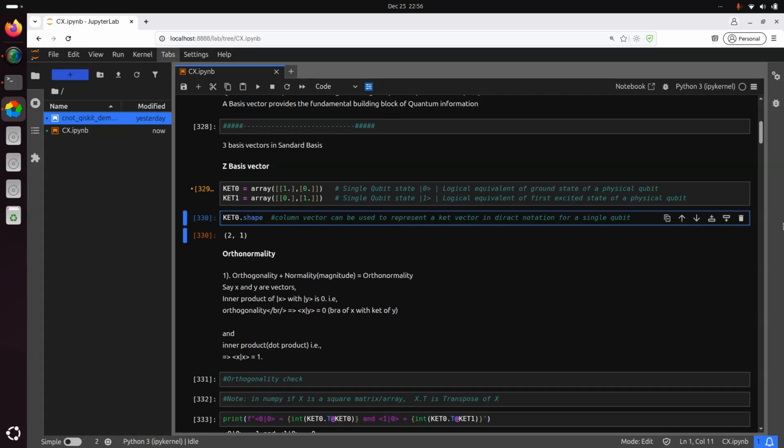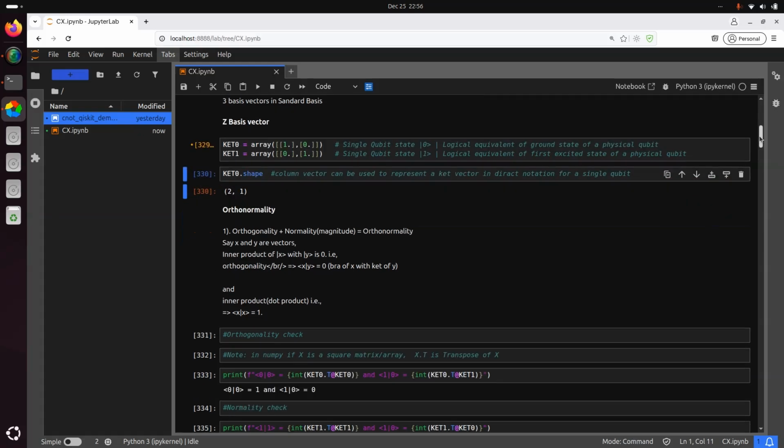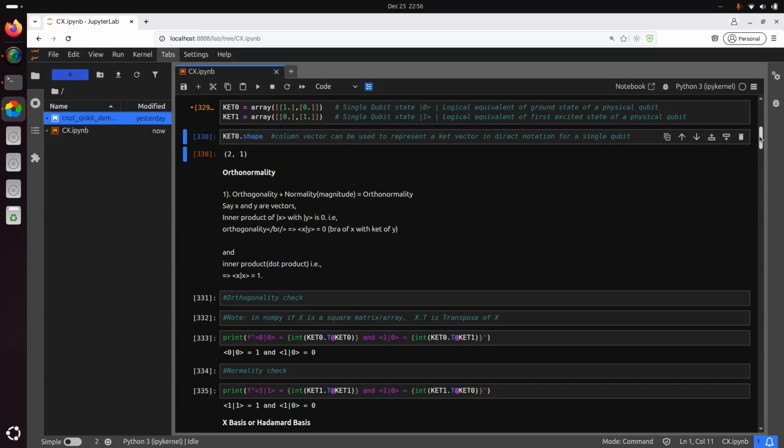Orthonormality. One of the important criteria the basis vectors should satisfy is orthonormality. Orthonormality is the combination of orthogonality and normality. Let's say x and y are two vectors. If the inner product, that is bra of x with ket y, is 0, we call it orthogonal. Essentially they are mutually perpendicular. And if the inner product of the vector with itself is 1, we call it normality. And here is the check.